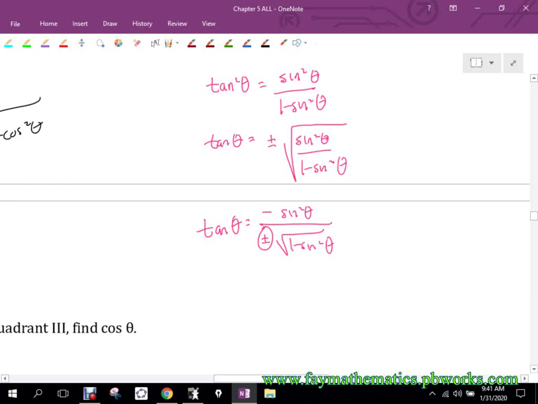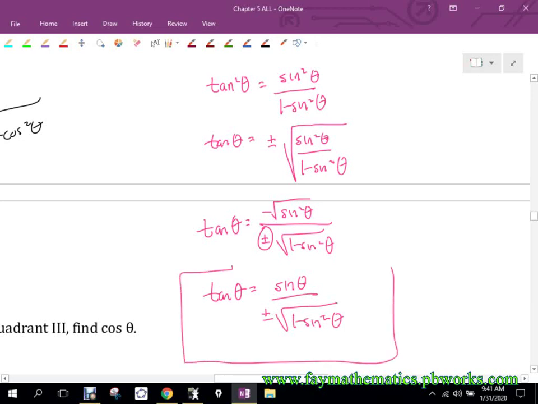So I'll leave the one on the bottom. And so now I'm going to have tangent of theta is equal to sine of theta on top over plus or minus the square root of 1 minus sine squared on the bottom. Okay? I'm going to stop right there. All right?